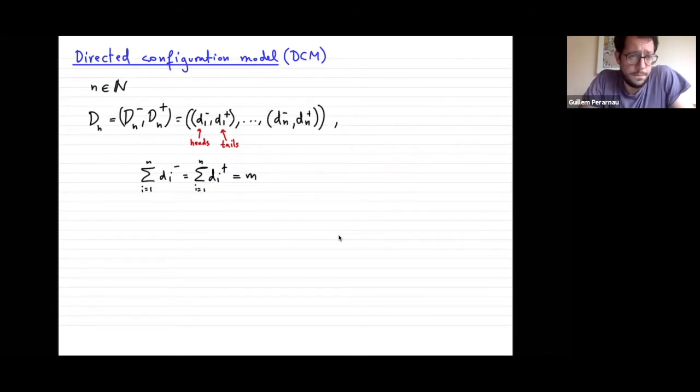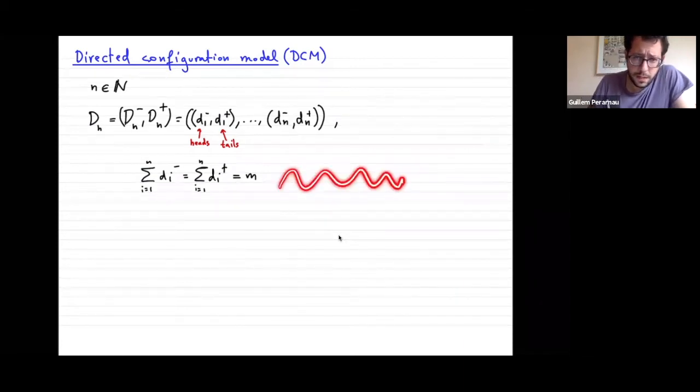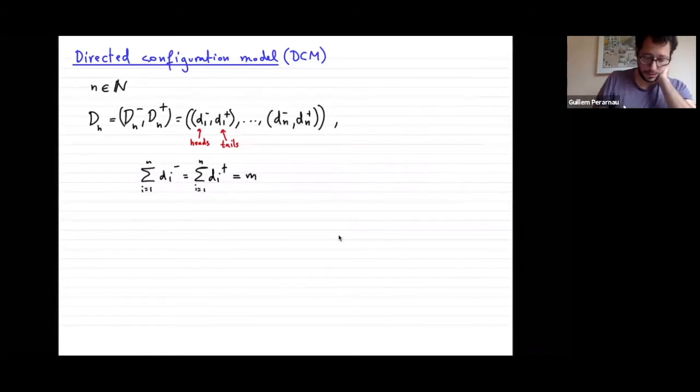So you're going to have n vertices, and then instead of a normal degree sequence, you're going to have what is called a bi-degree sequence. A bi-degree sequence is just a sequence of pairs, d1 minus, d1 plus, and so on, dn minus, dn plus, which are going to mark the number of heads and the number of tails that a particular vertex will have. The only condition that we require is that the number of heads and the number of tails should be the same, and this is what we will call m.